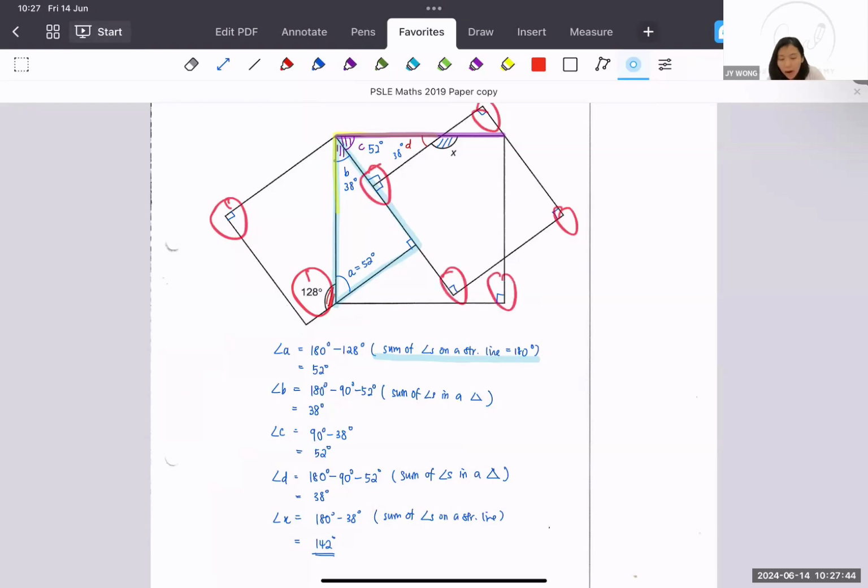You can only use the right angle property, which is, in a right angle triangle, you know that one is 90, and you can work out using the sum of all the angles in the triangle to work part by part to get to X.